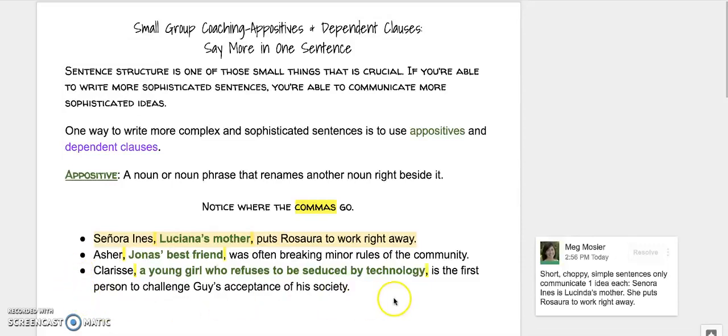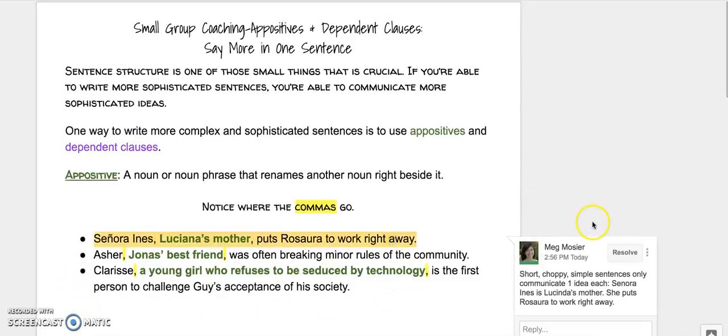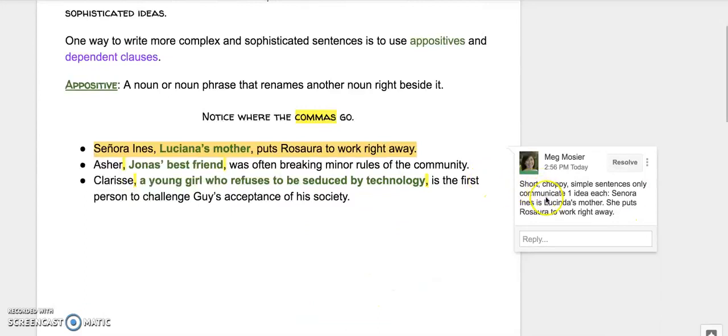So let me point out in my little note that I put over here in the margin that if I didn't use an appositive phrase and instead I wrote these as two separate sentences, they would be short, choppy, and simple. They would only communicate one idea per sentence, and it would sound something like, Señora Inés is Luciana's mother. She puts Rosara to work right away.